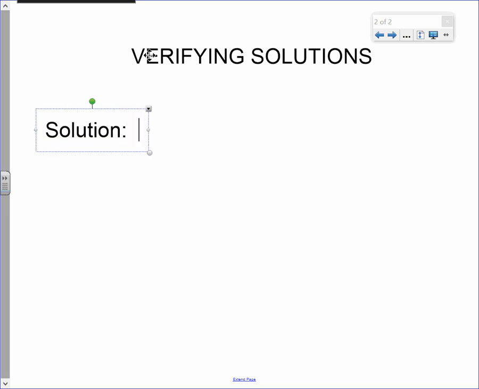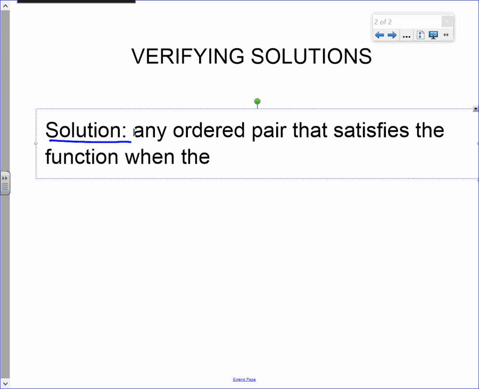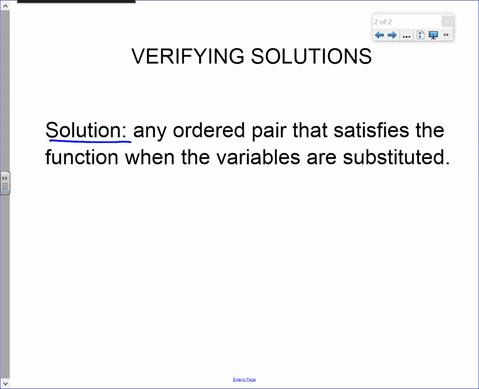So go ahead and underline this on your notes. The word solution. Veteran students, you should recognize this word. Here we go. A solution is any ordered pair that satisfies the function when the variables are substituted. Any ordered pair that satisfies a function when the variables are substituted.